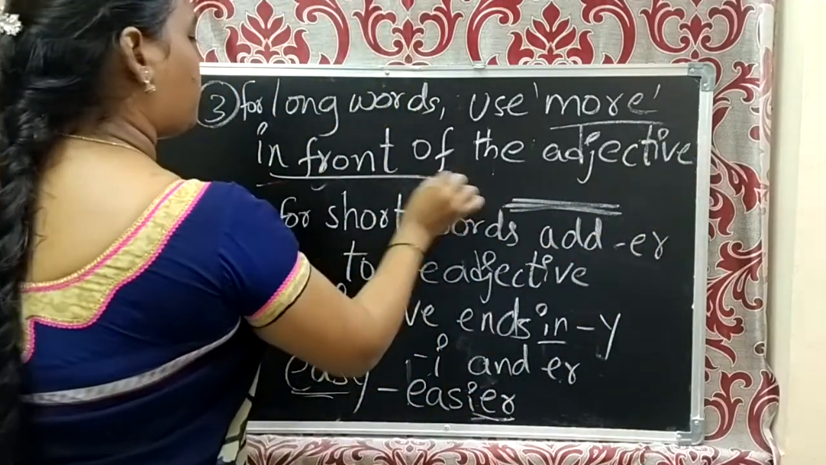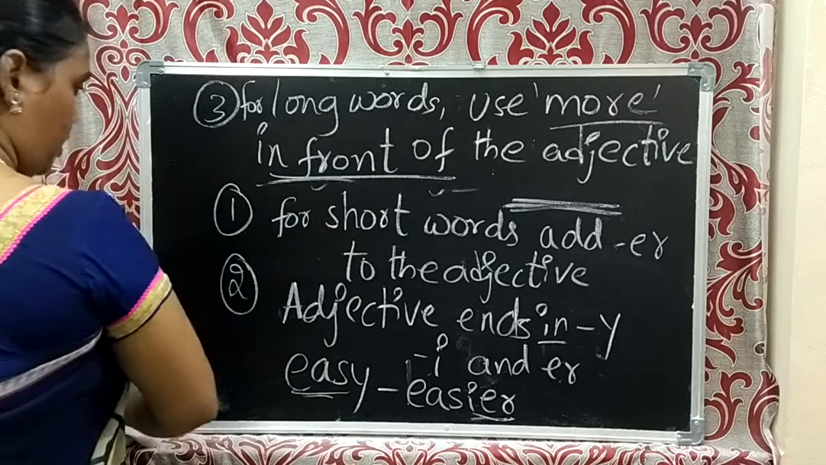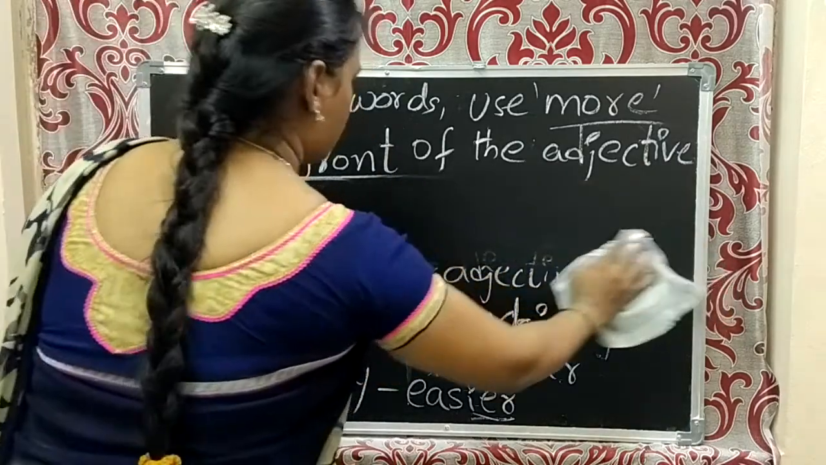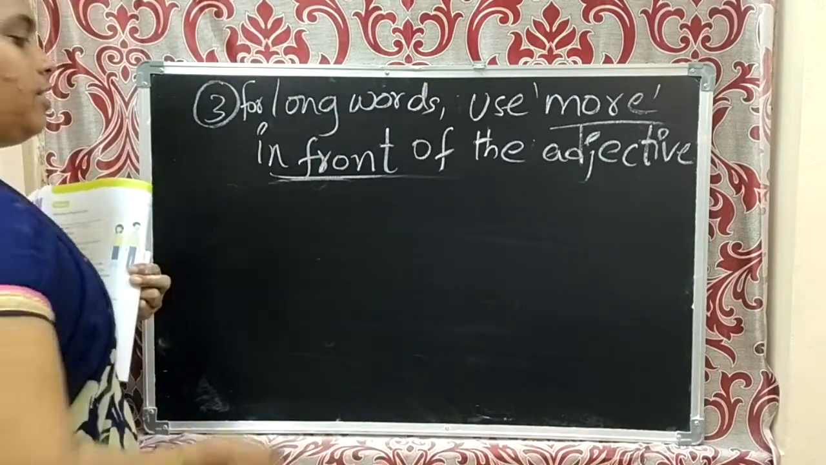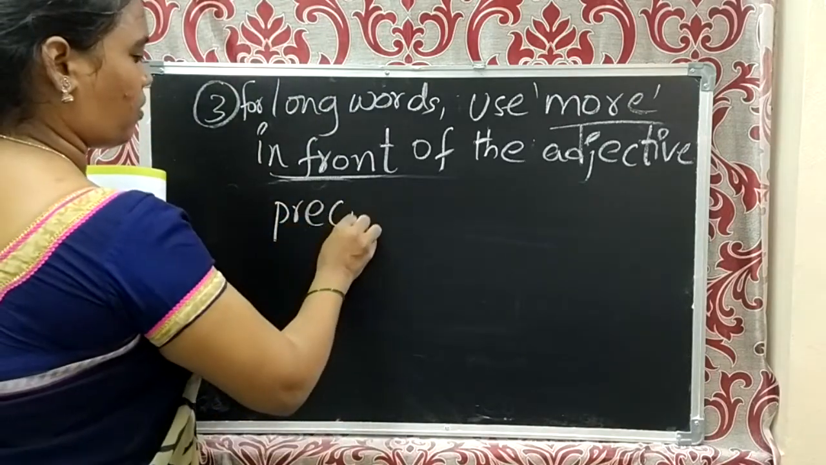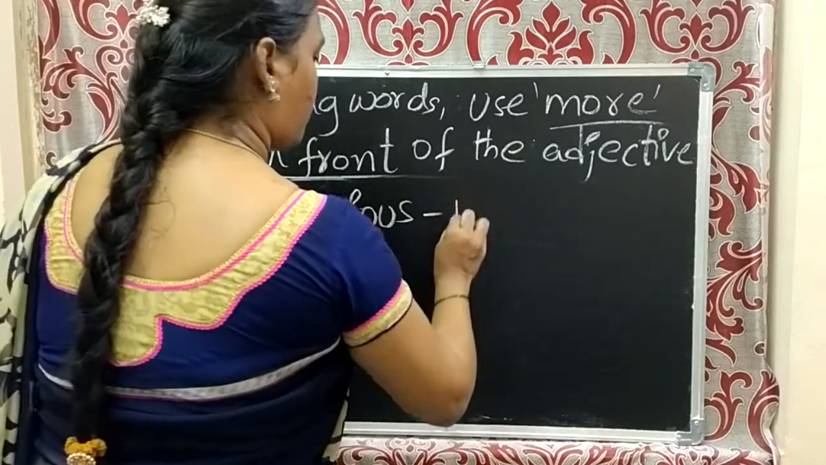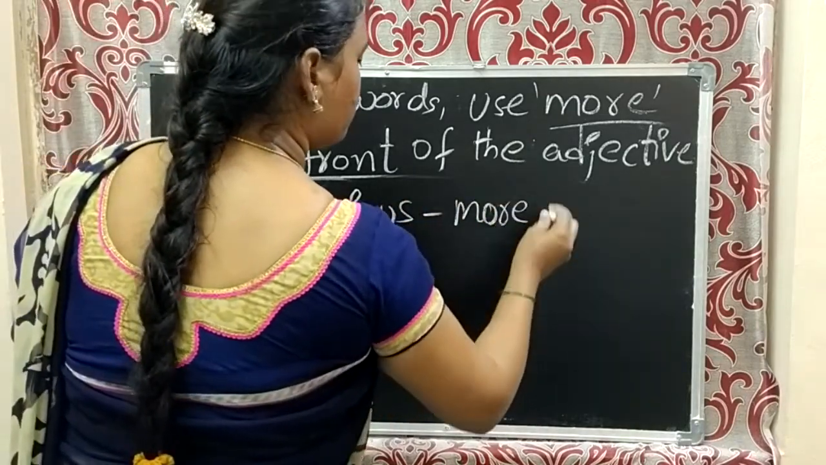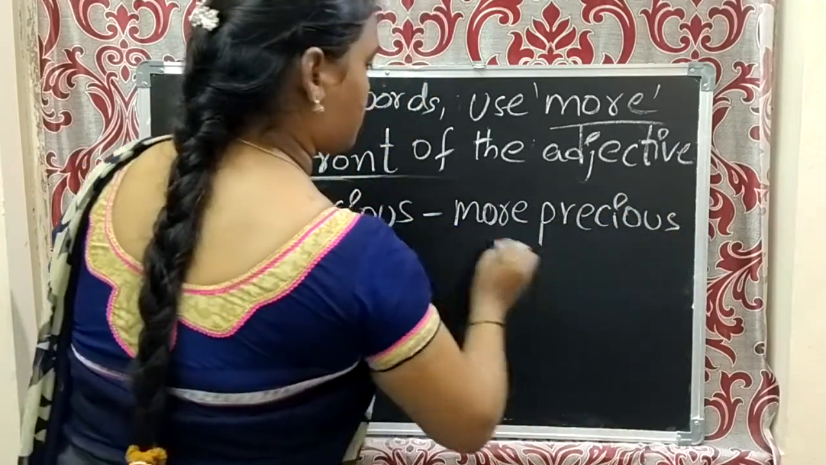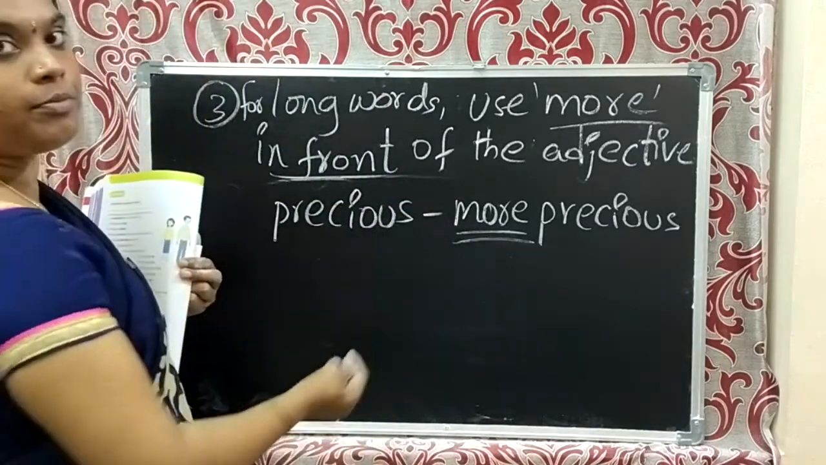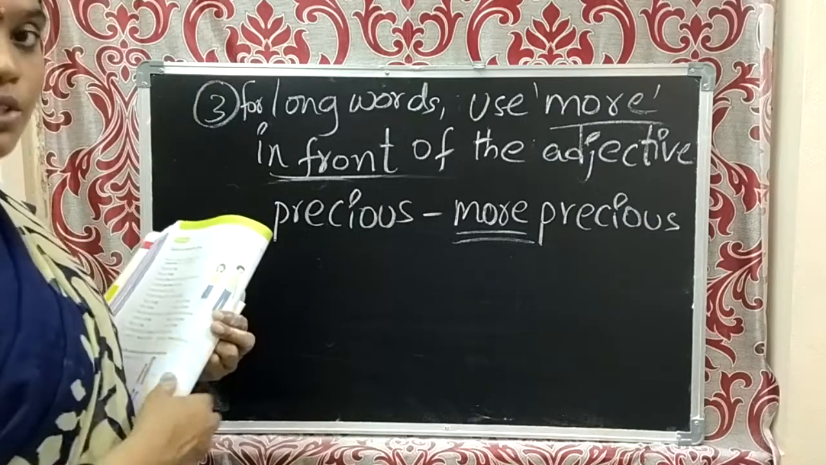In front of means before that adjective. I'll show you one example. Precious means valuable, it's an adjective. So how can we write it in comparative form? More precious. In front of means before. Those are the rules.